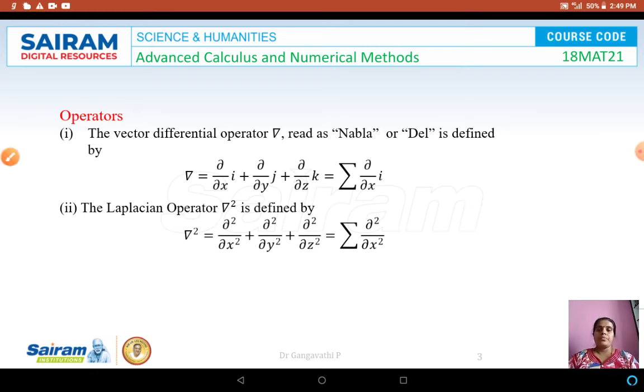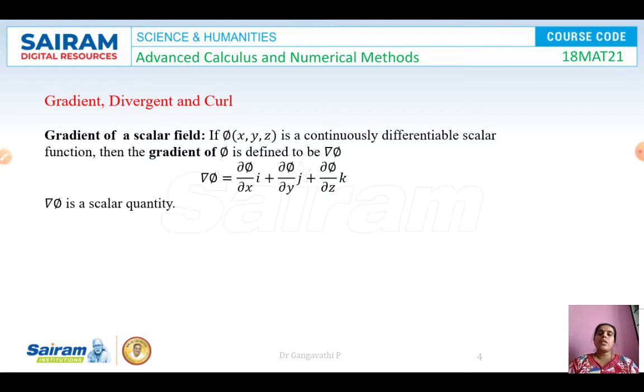So now, based on the del, we have three main quantities, the operations which we perform in vector calculus. One is the gradient, another one is the divergence, and the other one is curl. All three quantities use the concept of del. Let us see the first one, the gradient, and this gradient is always operated on a scalar field. Therefore, it is a gradient of a scalar field.